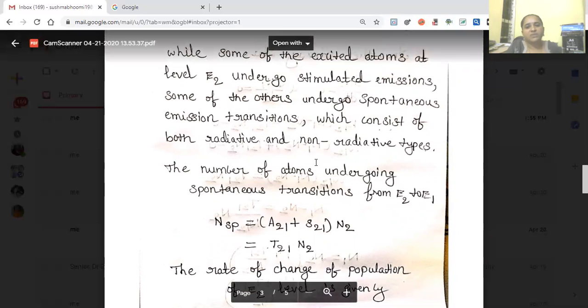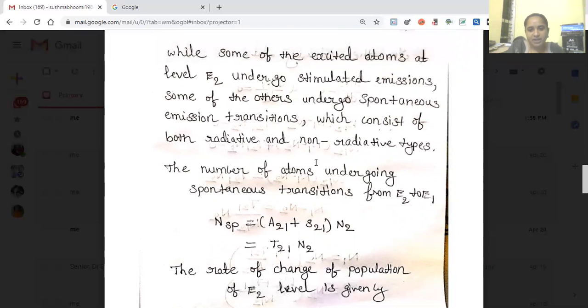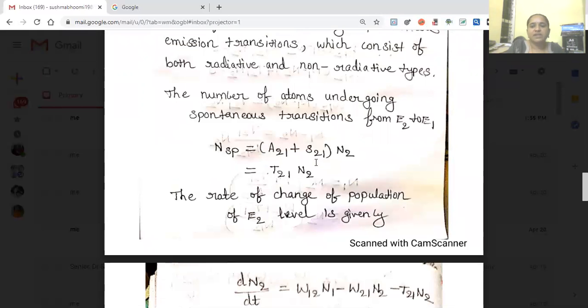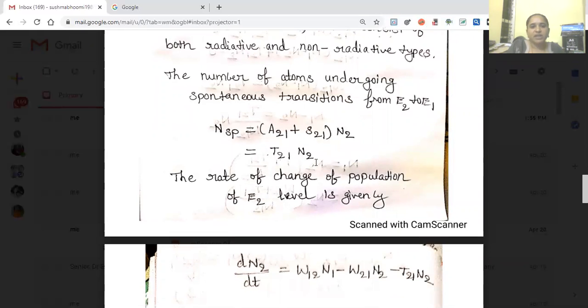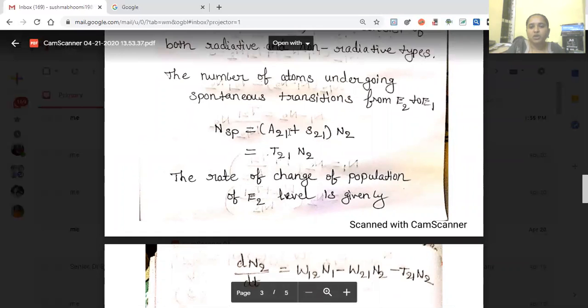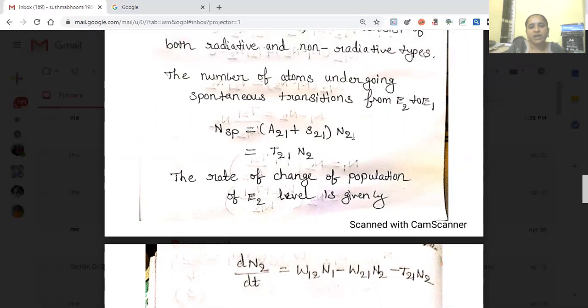So the number of atoms undergoing spontaneous transitions from the E2 energy level to the E1 energy level, that is N spontaneous, equal to (A21 plus S21) N2. A21 is for radiative type, the constant of proportionality from the Einstein coefficients for spontaneous emission from state 2 to state 1, plus S21, which is the non-radiative type. So the overall transitions are T21 N2.